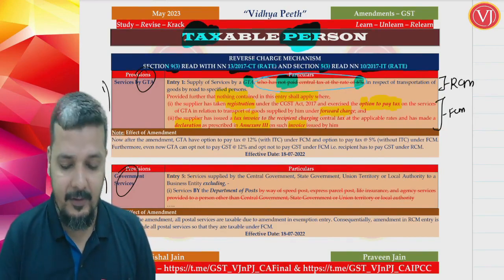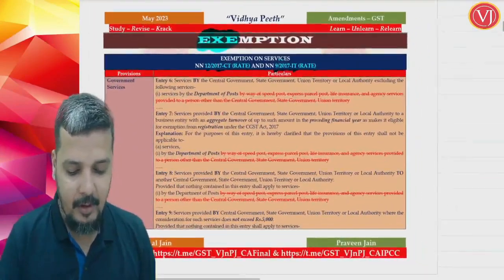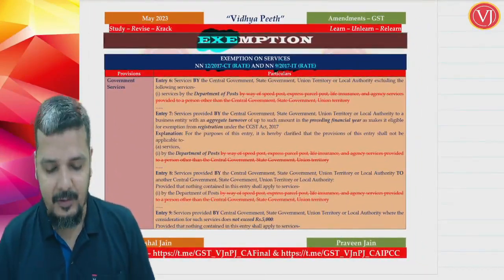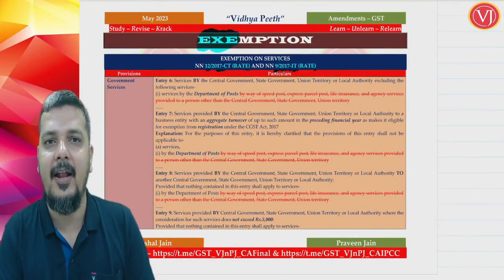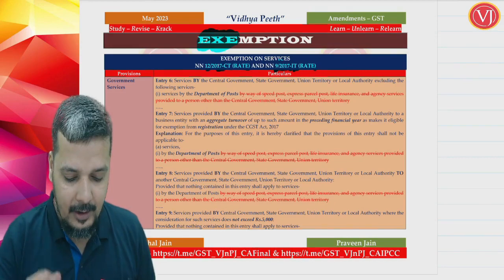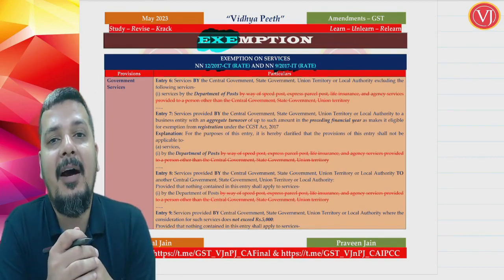Let us see first what is the amendment in your government services when you talk about your exemption. Then automatically understand that there is no impact on RCM per se. They have amended that, but there is no impact. Now what are they trying to tell? When you talk about your government services, services by Department of Post.